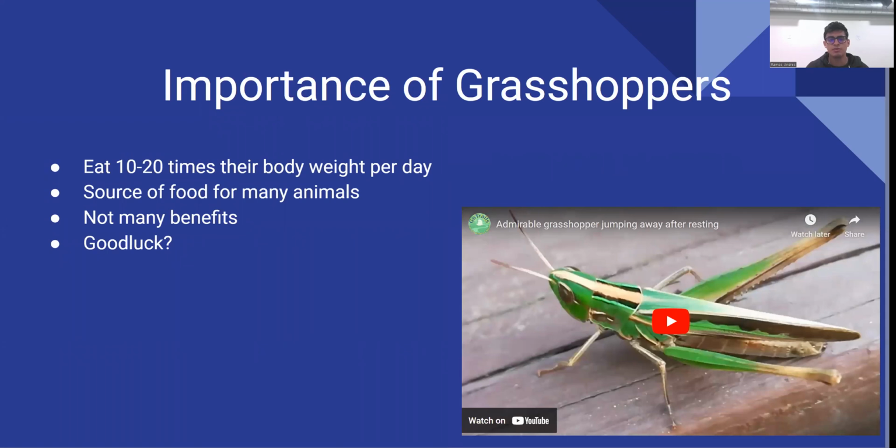They are, however, an important source of food for many animals, such as those birds and gophers and foxes that I had mentioned before. So in this way, if there weren't any grasshoppers, I guess those sorts of animals would be left without a source of food.